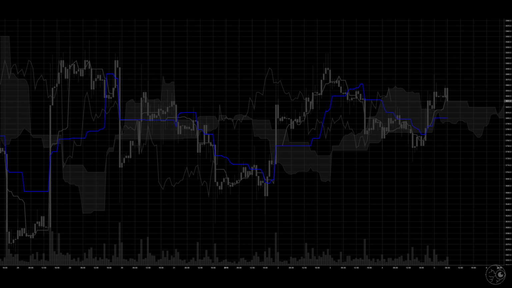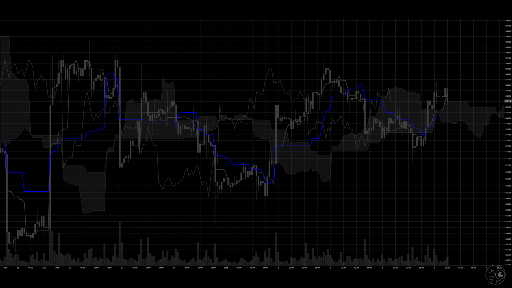Next we have a line called the Kenjin-sen. The Kenjin-sen is calculated by the highest high plus the lowest low divided by 2 for the past 26 periods. This is a confirmation line, a support and resistance line, and can be used as a trailing stop line. It's also known as the baseline.